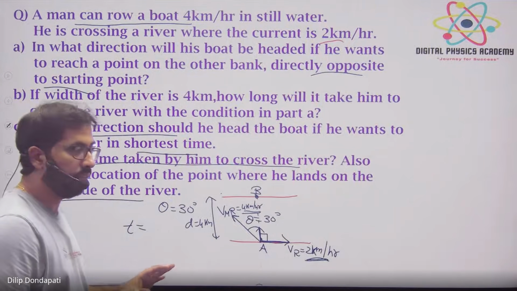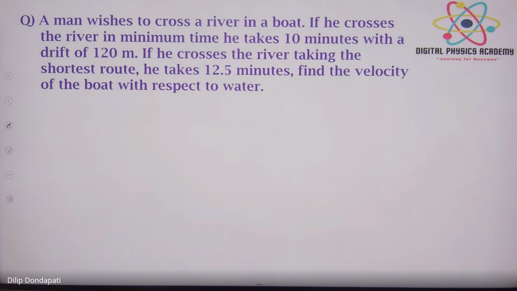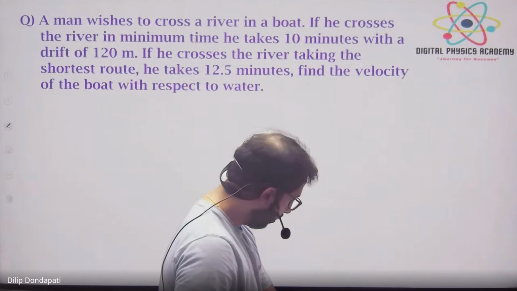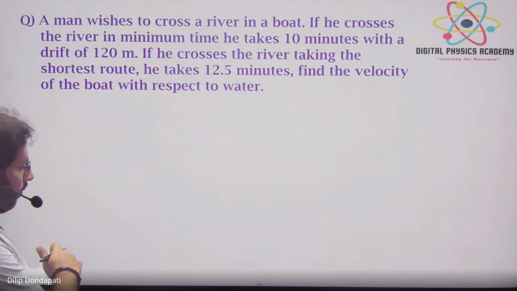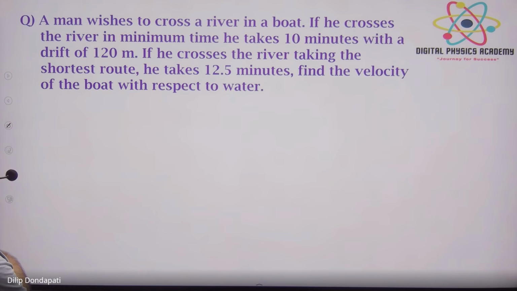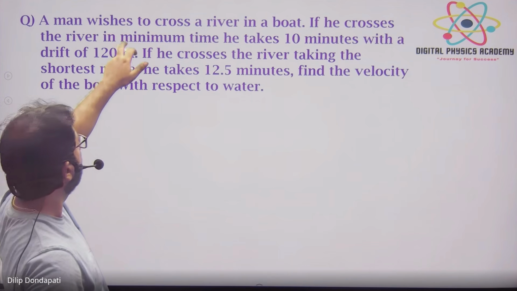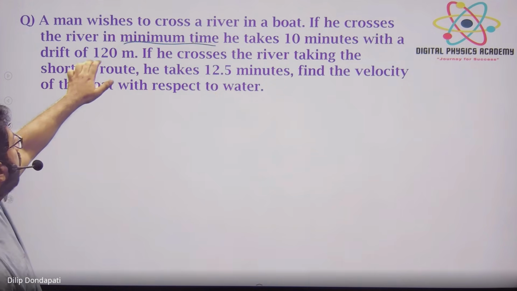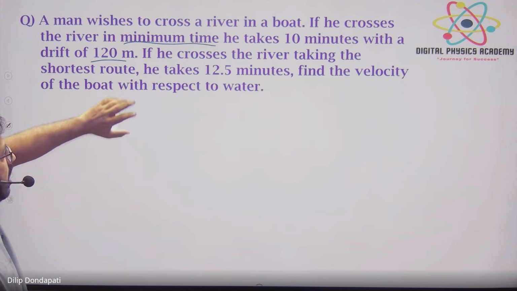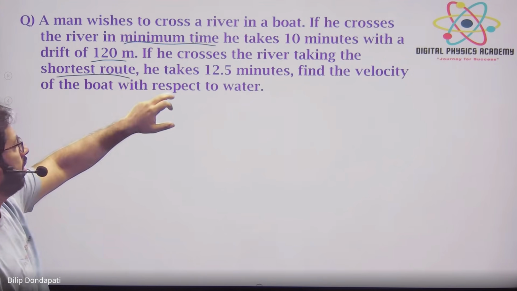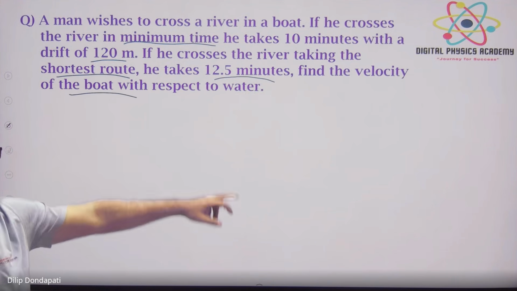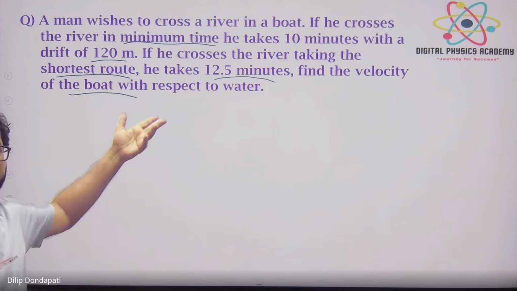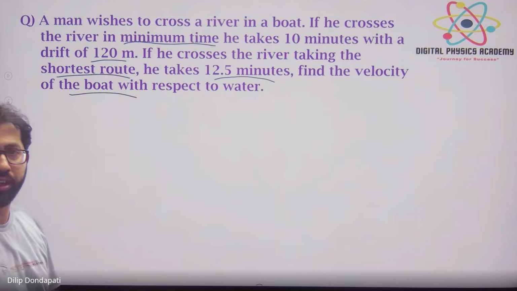That's it. Simple. Okay. Now try. Now karo. A man wishes to cross a river in a boat. He crosses the river in minimum time. He takes 10 minutes with a drift of 120 meters. One condition is given: if he crosses the river taking the shortest route, or shortest distance, he takes 12.5 minutes. Find the velocity of boat with respect to water. मतलब boat means man only. Velocity of man with respect to river बोल के आपको find करने का. Find करो.